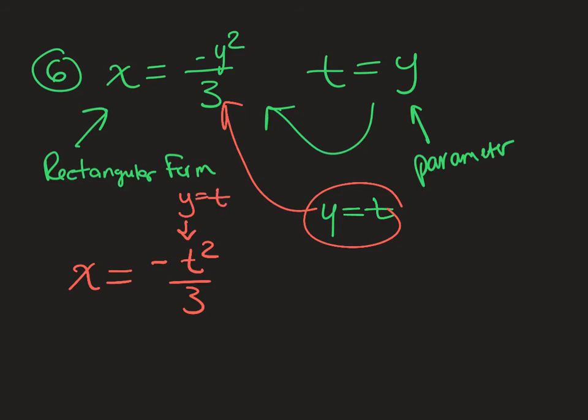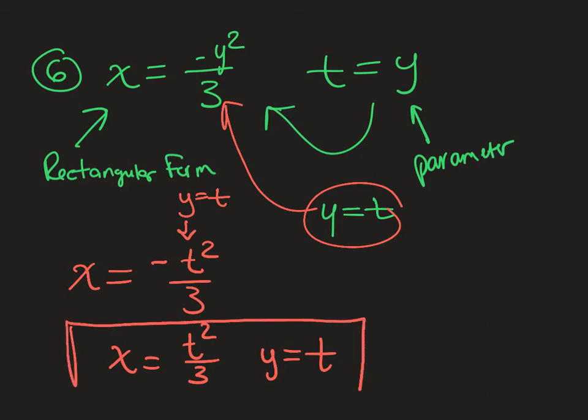So again, this was a very simple example, but your final answer looks like this. You're going to have x equals negative t squared over 3, and then y equals t. Because when you have a parametric set of equations, you should have a y equals one and an x equals one. So let's do one that's a little bit trickier.